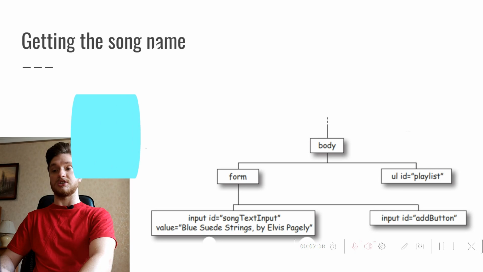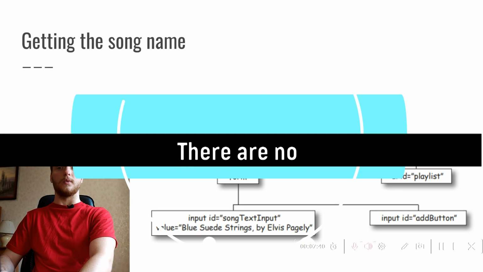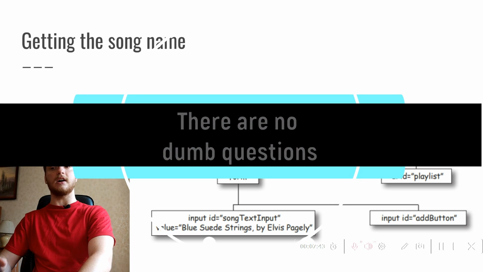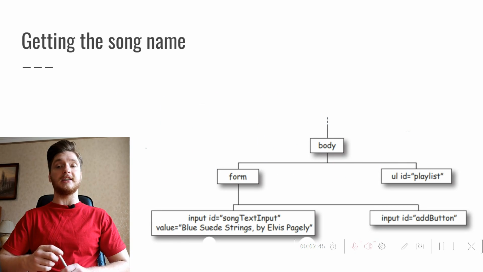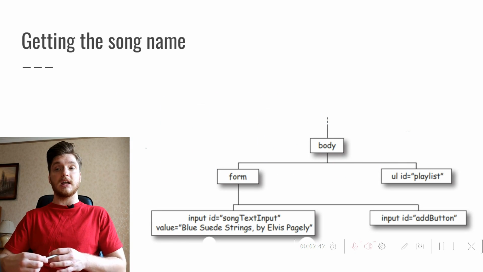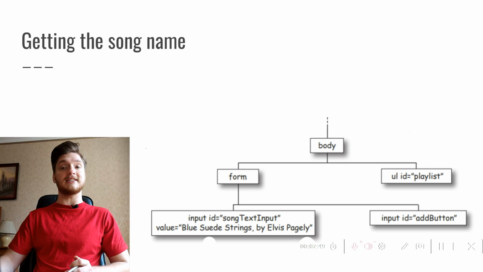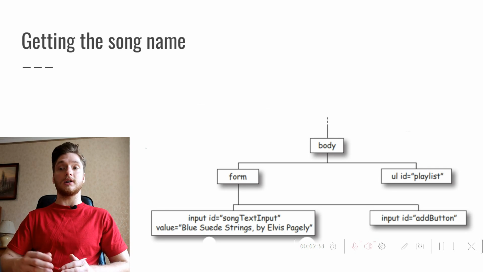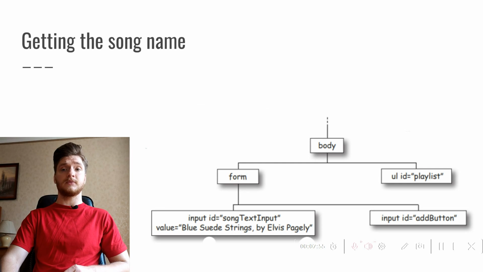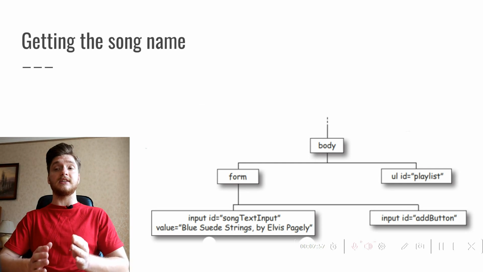There are no dumb questions. Let's go. So, what is the value of the value property of the text input if the user didn't type anything? Is that value null? Or does the add song button not invoke the handler if the user hasn't entered anything? The add song button isn't that smart.